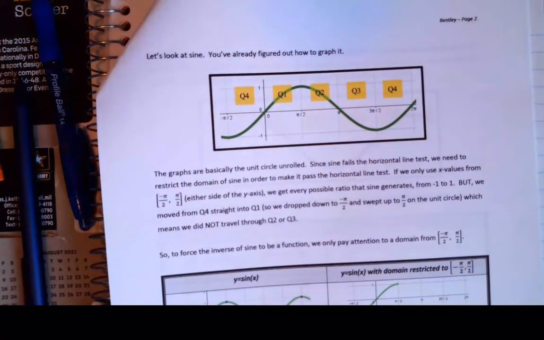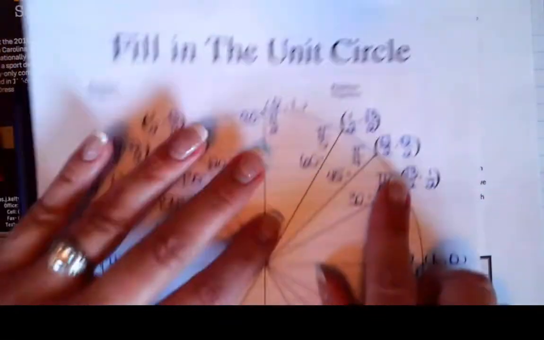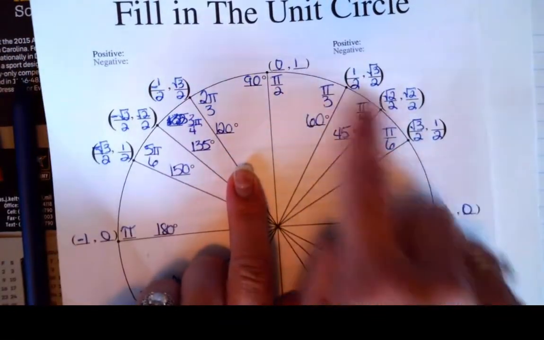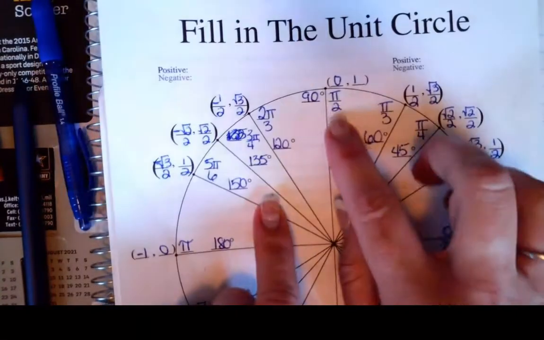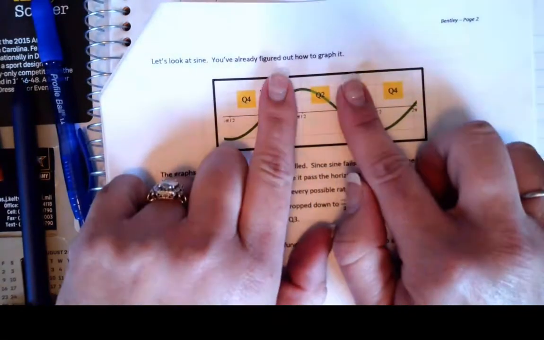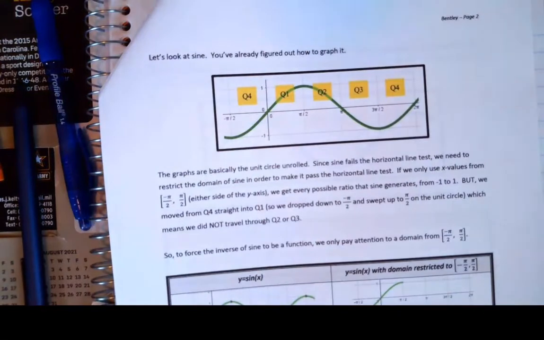So remember, come back over here. Let me find my circle. Okay, so quadrant 1 right here is between 0 and pi over 2, and it references all those angles. Then pi over 2 to pi references all of the ratios in quadrant 2. So that's how we're going to map that out.